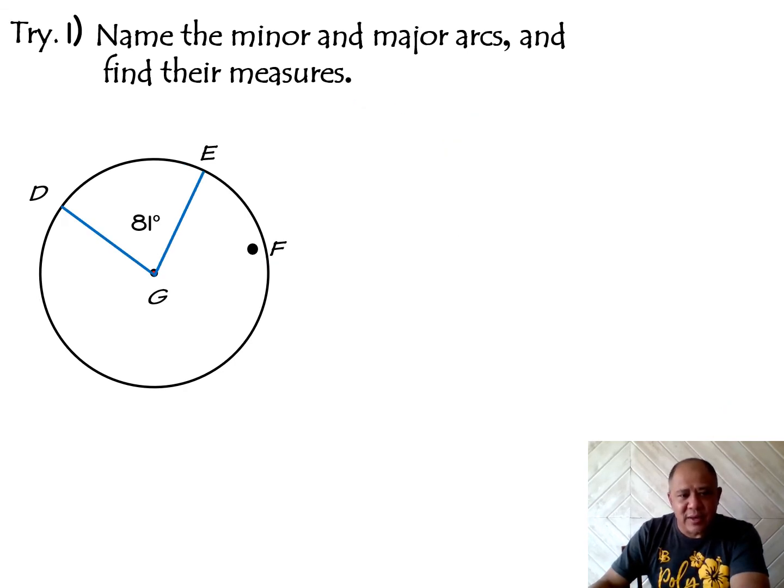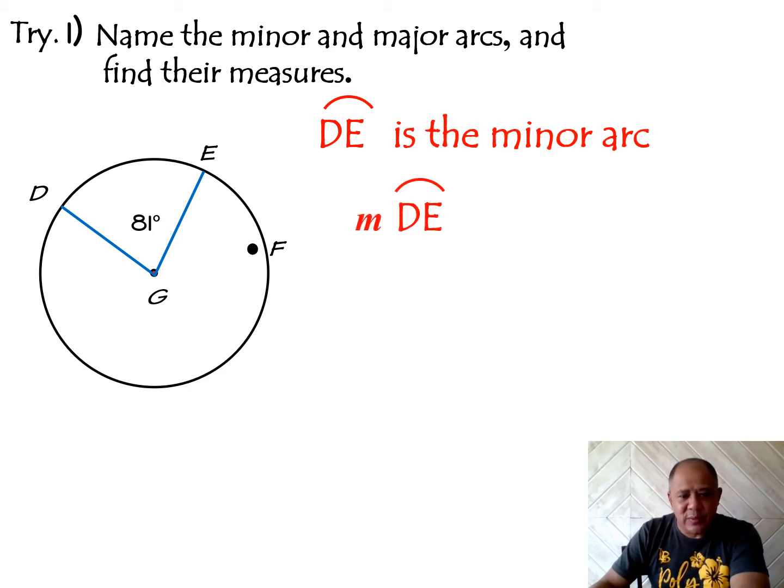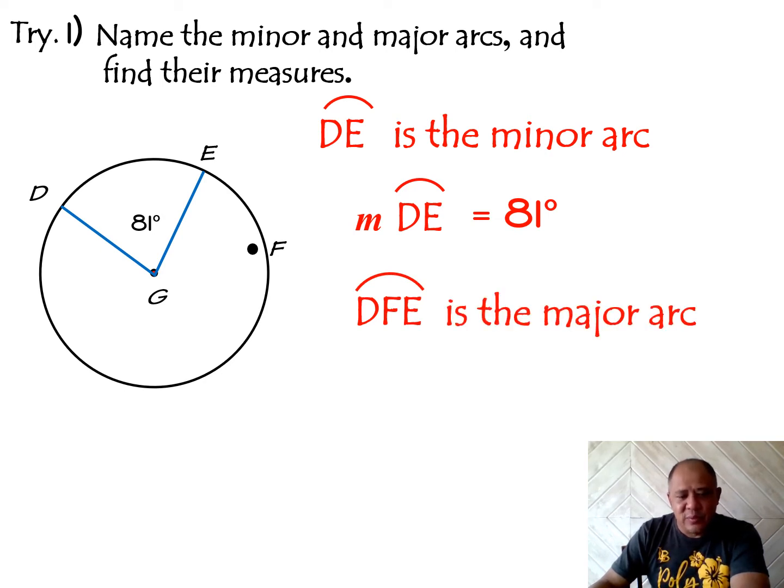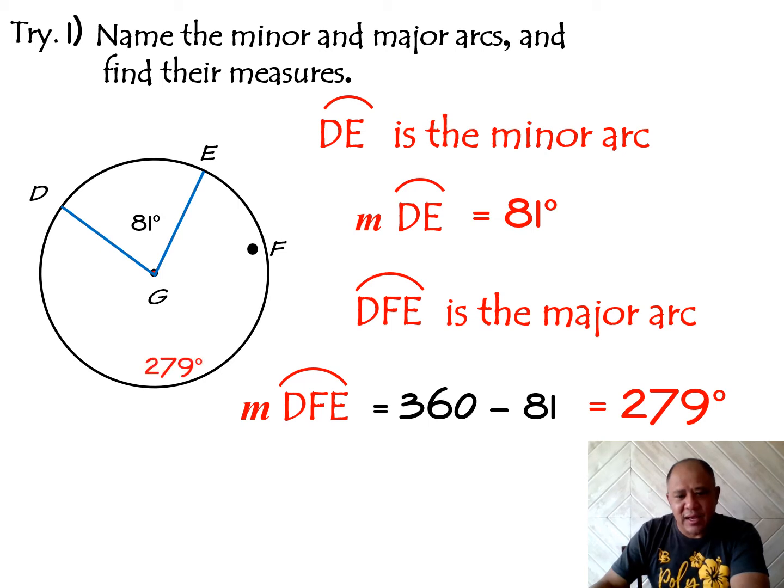Let's take a look at try 1. Which is the minor arc and which is the major arc, and what are their measures? The minor arc would be the smallest arc, which is DE. DE is the minor arc. And as you can see, the measure of the minor arc is 81 degrees. How about the major arc? Well, the major arc would be the biggest arc, which is DFE, the other part. And what is the measure of the other part of the circle? Well, that would be 360 degrees minus 81, which would give you 279. So if you said 279, then you got it right. Good for you.